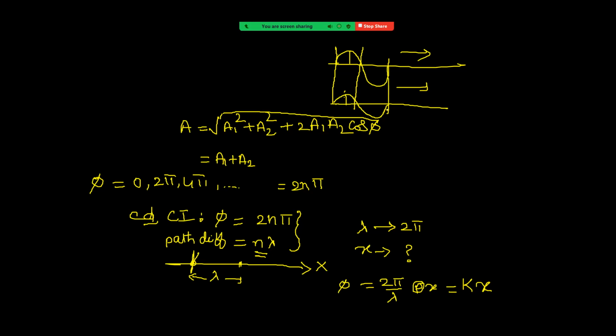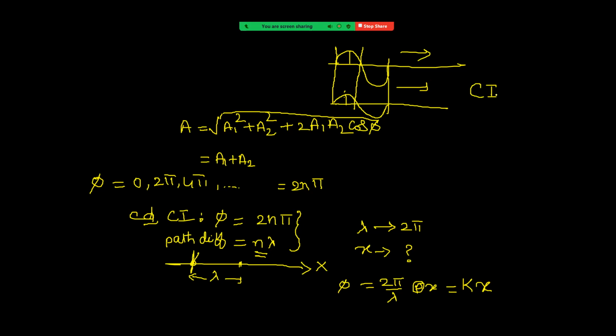Trough is falling on trough, then amplitude is maximum. So the meaning of path difference n lambda or phase difference 2n pi is that crest is falling on crest, trough is falling on trough. This is an example of constructive interference.